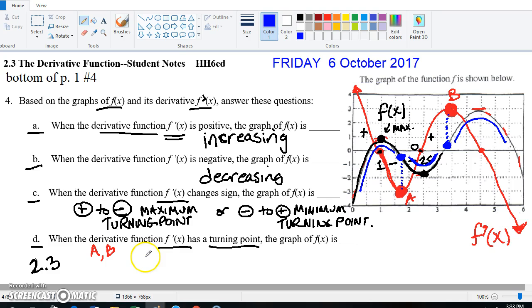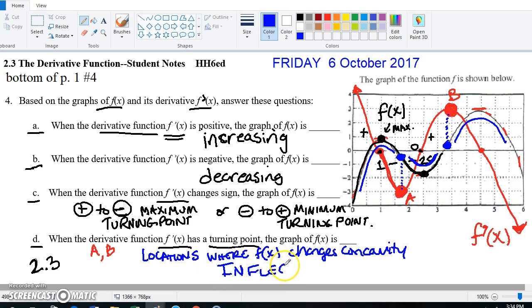Okay, so these are locations, or I could just call them points, locations where f of x changes concavity. They're also called inflection points.